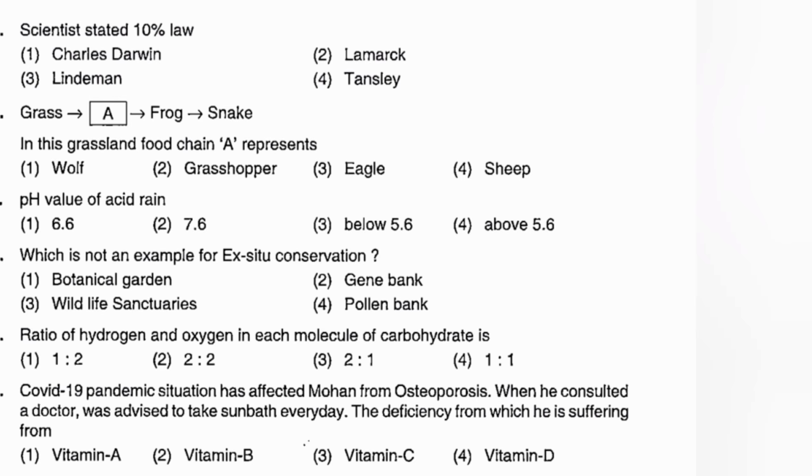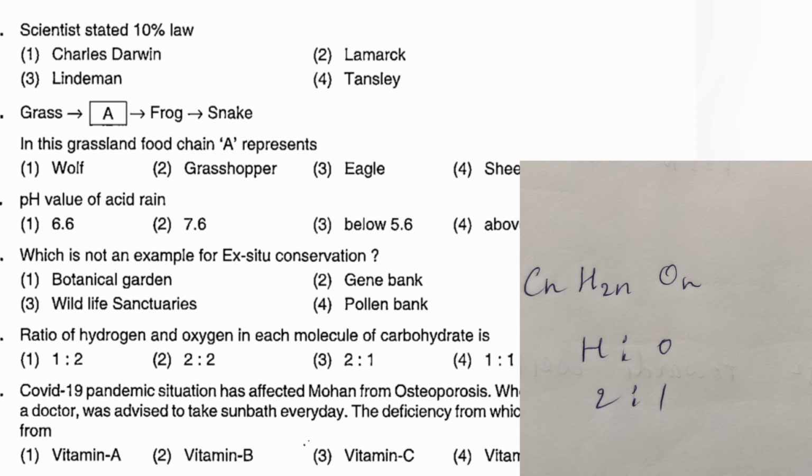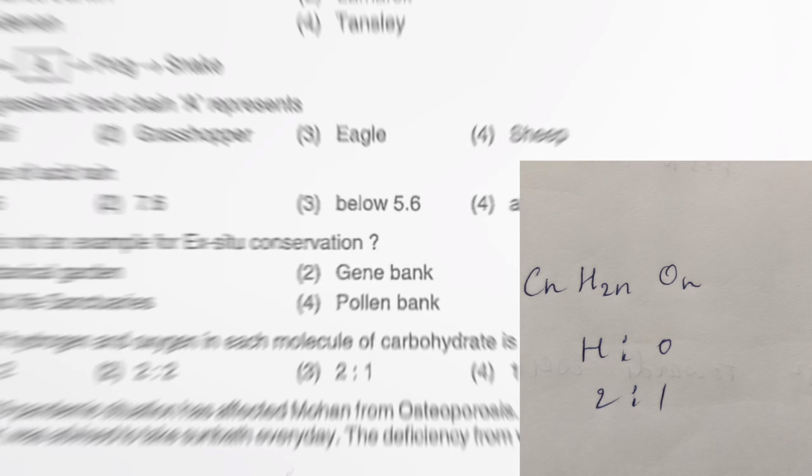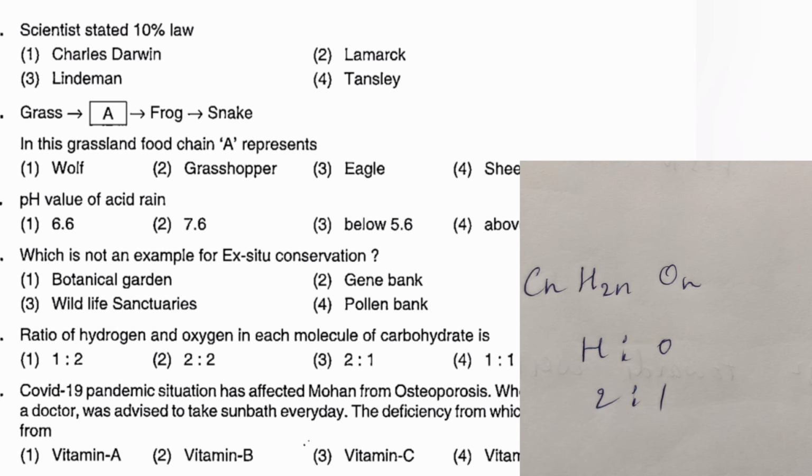Ratio of hydrogen and oxygen in each molecule of carbohydrate is. Consider the formula CnH2nOn. So hydrogen and oxygen are in the ratio 2:1.